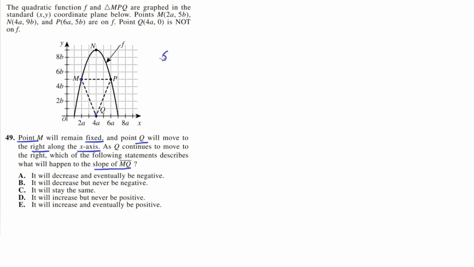and the slope of any line is equal to the change in y over the change in x. So right now we have a change in y. If we're going from M to Q, that is negative. We are going down 5b units. So here it's 5b units is the change in y.